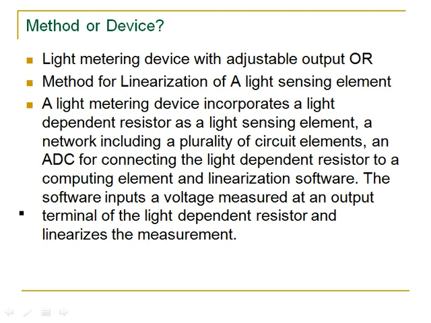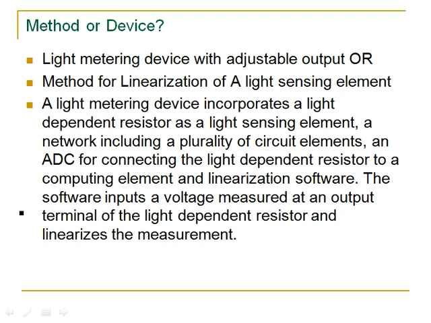Is it a method or is it a device? You can treat it as either. If it's a light metering device with adjustable output, you can write it up that way. Or you can say it's an algorithm: a method for the linearization of a light sensing element. And what is the application? Is it a musical instrument or is it for a camera? Well, it can be either, and you should claim both.